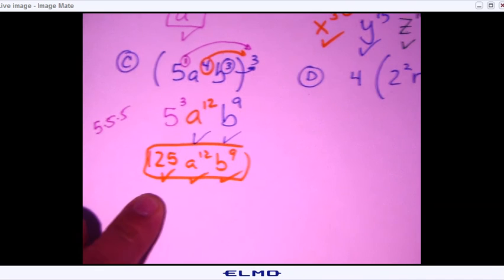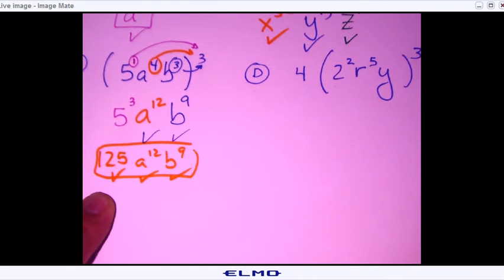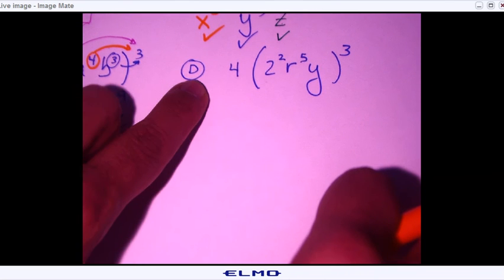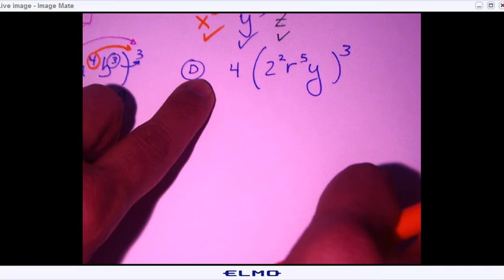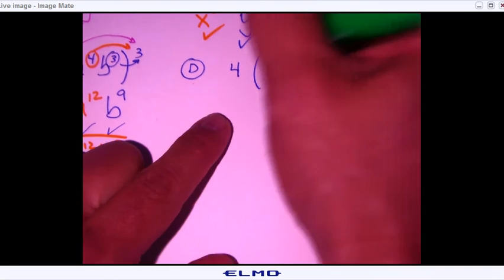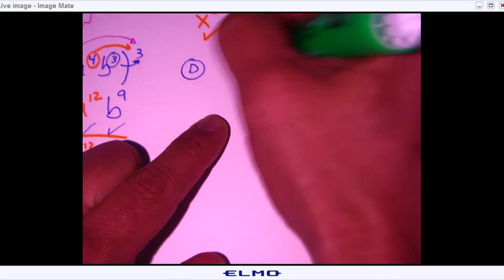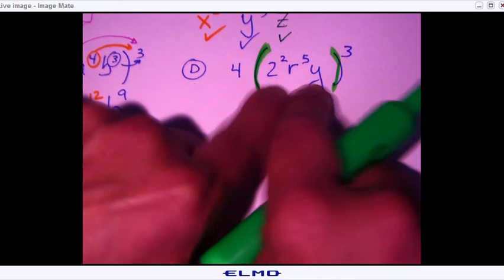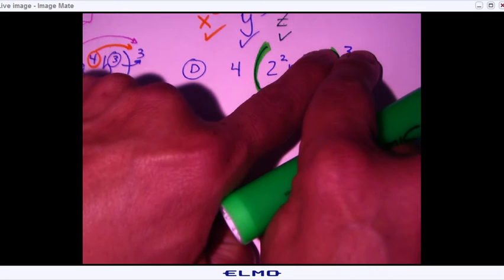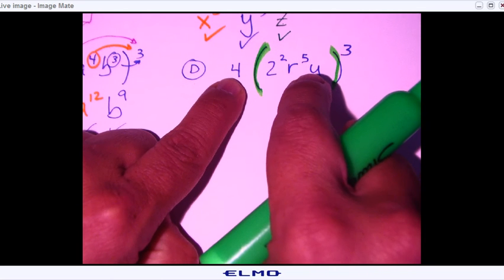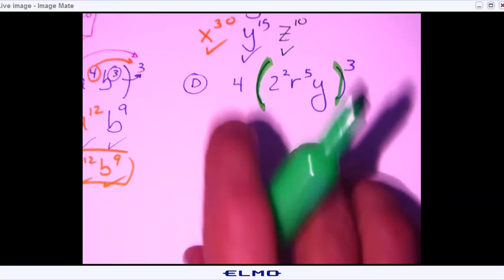You guys see your mistakes? Can you type in the chat? Oh, I see my mistakes. Now this one here, this one people made mistakes, okay? And I kind of introduced it, but we'll see. So remember, all this in parentheses is raised to the power of 3. Okay, you guys get that? Not the 4. The 4 is not raised because that's outside.